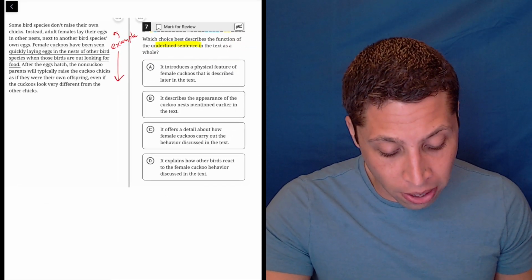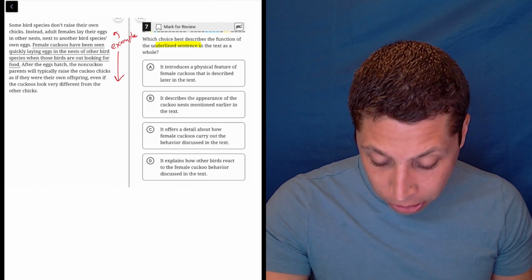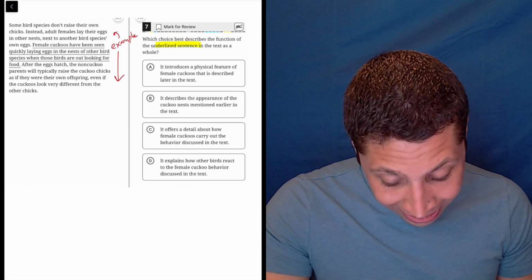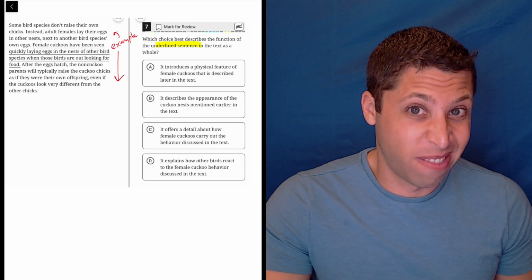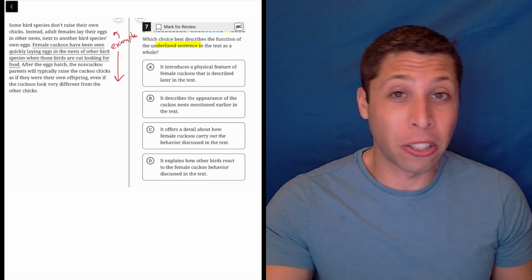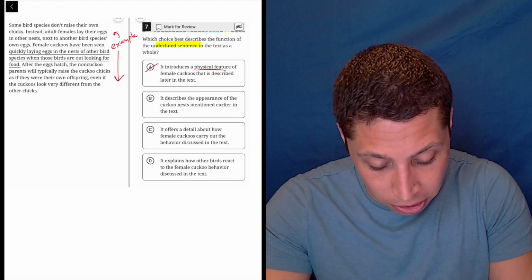A, it introduces a physical feature of female cuckoos that is described later in the text. Well, what's the physical feature? They're laying eggs, but that's not a physical feature. That's like a thing they do. It's a behavior maybe, but a physical feature would be like, what do their beaks look like? What color are they? So we're not getting a physical feature, so that's just wrong.